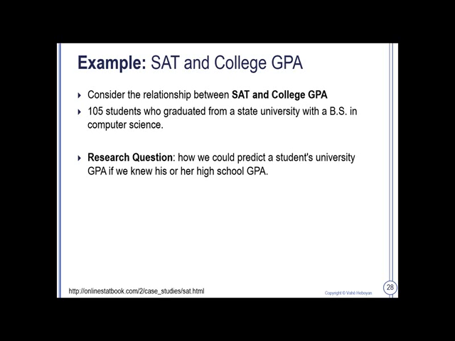Our research question is how we could predict a student's university GPA if we knew his or her high school GPA. Think about this. If you are a school administrator or an advisor to a student, we want to identify the students who are likely to have low university GPA so that we can intervene early on and provide some counseling and so on. The data set is located at this website. You can actually go there and take a look at it as well.